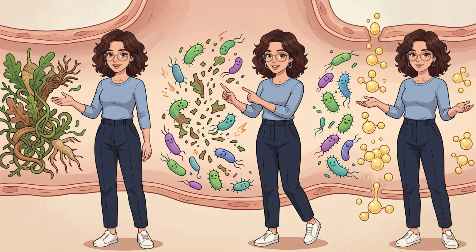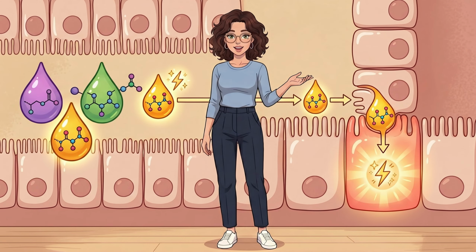Fermentable fibers reach the large intestine. Certain gut bacteria break down these fibers. Compounds called short-chain fatty acids are produced. The best known of these short-chain fatty acids are acetate, propionate, and butyrate. Butyrate in particular is described as an important energy source for colon cells.